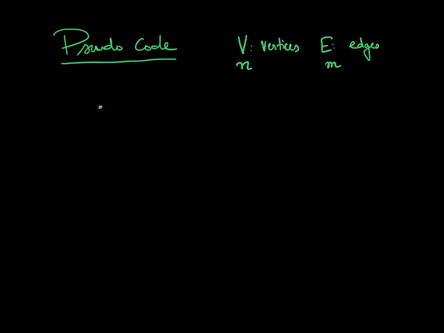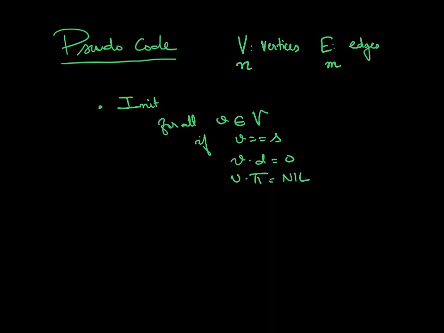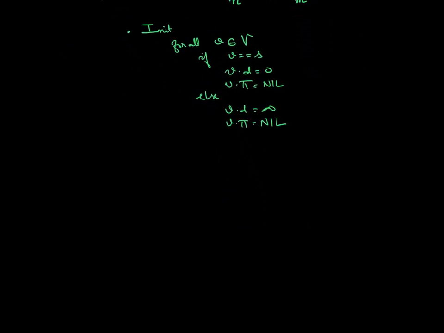Okay, first step is initialize for all vertices v. How do we initialize? If v is equal to the source vertex, then v.d equals 0, v.pi equals nil. Else, if it's not the source vertex, then v.d is infinity, v.pi is still nil. Okay, so that's the initialization. This is the same as Bellman-Ford. All right, hopefully that's clear.